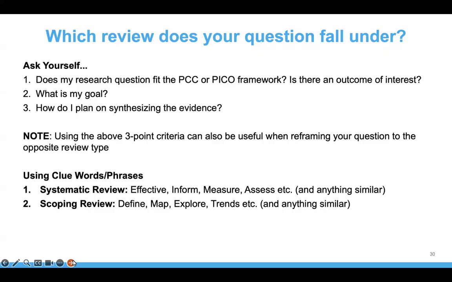Now, with the examples shown today, you may have noticed that there are a lot of nuances here. The idea is not to turn you into experts per se, but rather have you think about these things in advance before you push forward with conducting a systematic or scoping review.